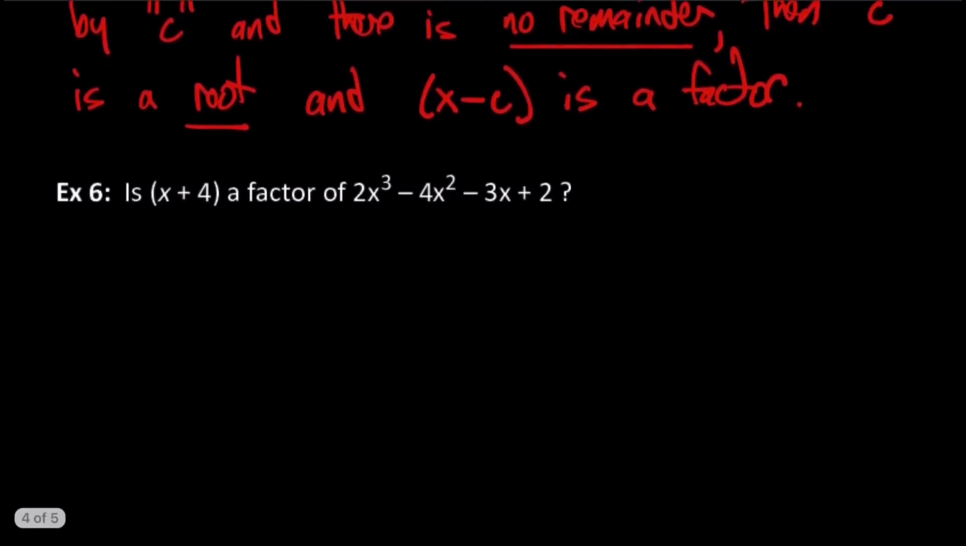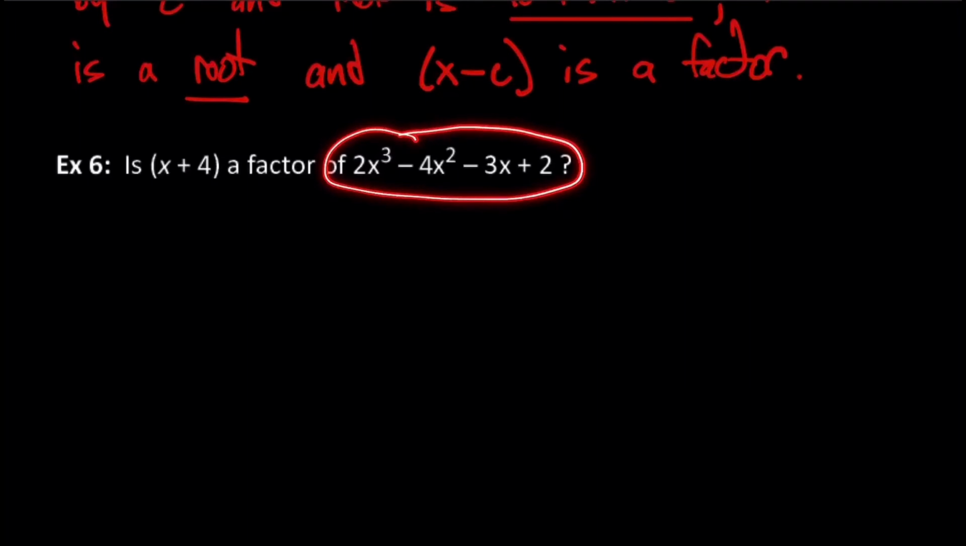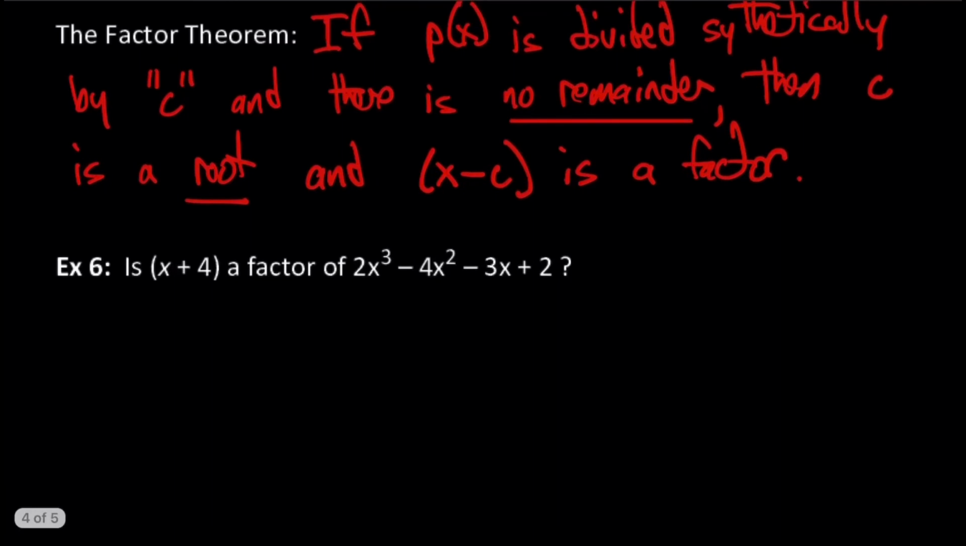All right, so let's see here. Is x plus 4 a factor of 2x cubed minus 4x squared minus 3x plus 2? Well, how do we know? Well, we have to use the remainder theorem, or the factor theorem, sorry. We're going to divide this synthetically, and if our remainder is 0, then the answer is yes. If we have some other remainder, then the answer is no. So you just got to be careful here, because remember what we said, I'm not going to put a 4 inside. The root, or the x value, equals negative 4. So that's what's going to go inside your synthetic division box.